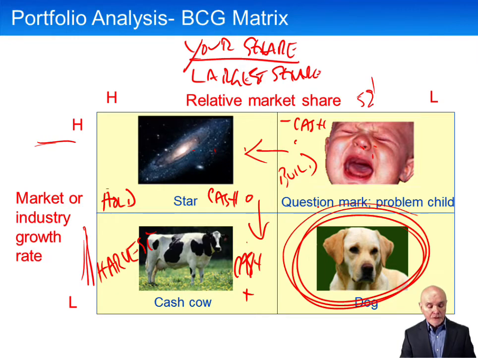Out here, this is really a non-starter. The dog product had a low industry growth rate. It was on its way out. We didn't have a big market share anyway. All you can really do there is get out of the thing as fast as you can. So it's going to be to divest.